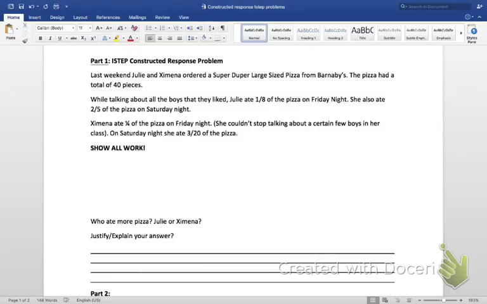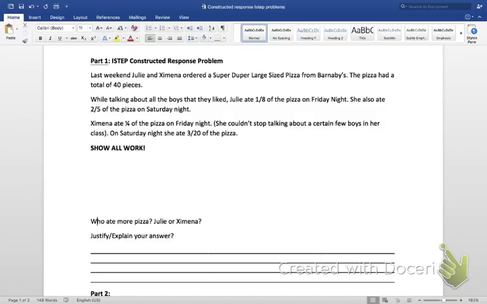Jimena ate 1/4 of the pizza on Friday night. She couldn't stop talking about a certain few boys in her class. And then on Saturday night, she ate 3/20 of the pizza. Who ate more pizza, Julie or Jimena? And it says, show your work and then justify or explain your answer. So we're going to do part 1 right now. So here we go. We're going to get started.